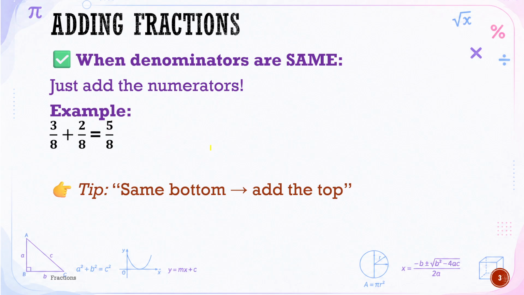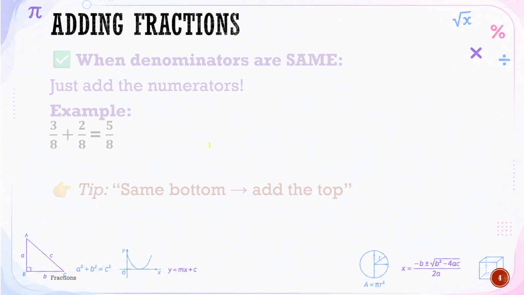A quick tip to remember is that look at the denominator. If it is same, then just add up the top. So denominator is at the bottom and numerators are there at the top. So the tip for remembering about adding fractions when the denominators are same is: same bottom, add the top.